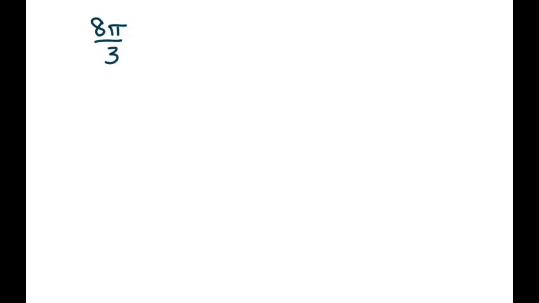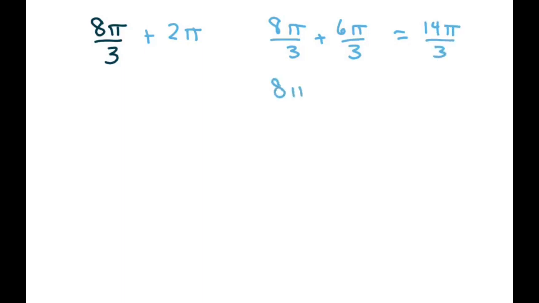8 pi over 3. So I'm going to add 2 pi to get a coterminal angle. In this case, that would be 6 pi over 3. That gives me 14 pi over 3. I'm going to do it again. So I'm adding another 2 pi. Whoops, I just copied the same thing, so I'll just change this to 14 pi. And that gives us 20 pi over 3.